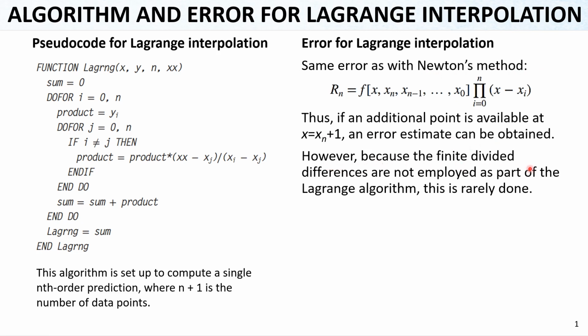However, because the finite divided differences are not employed as part of Lagrange algorithm, this is rarely done for the Lagrange. So for Newton's, prediction is done by using this, but for Lagrange, they don't consider it simply.